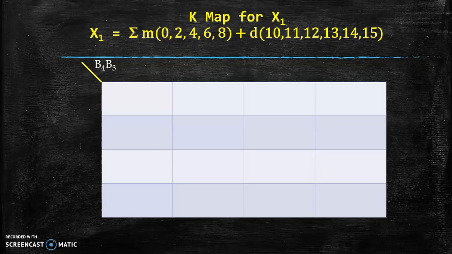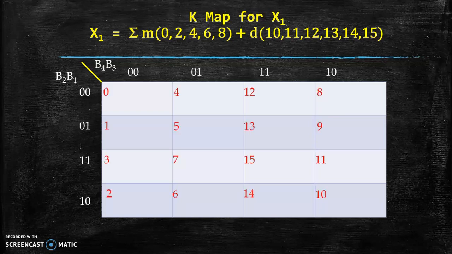We write B4, B3 on the horizontal plane because B4 is our most significant bit. We write numbers accordingly 00, 01, 10 and 11. And we write B2, B1 on the vertical plane. B1 is our least significant bit. And same way we write 00, 01, 10 and 11. Now we give the equivalent decimal numbers, from 0 to 15.